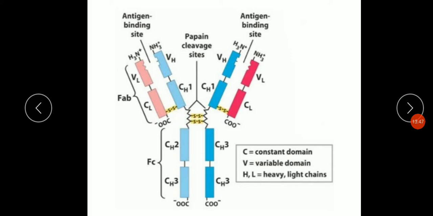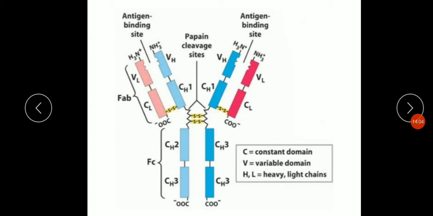Now each chain is divided into two regions. These regions are the constant region and the variable region. You can see here the constant domain and variable domain. So you can call it the constant region and the variable region. Now where are this constant region and variable region?